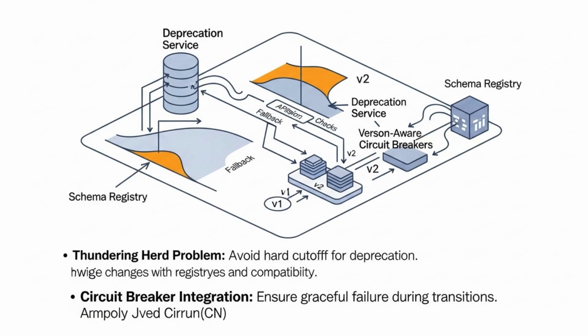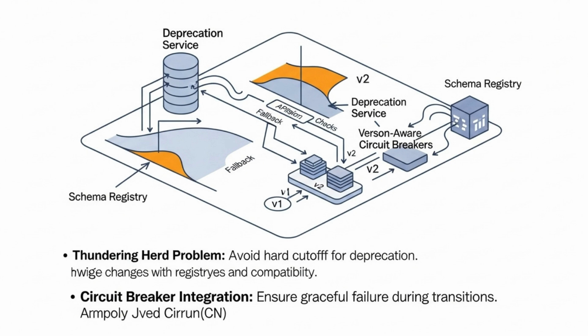While choosing a versioning strategy is important, the real complexity often lies in managing the transition. First up is the thundering herd problem. This happens when you announce a hard cutoff date for deprecating an old API. Netflix learned this the hard way when millions of devices tried to upgrade simultaneously, overwhelming their systems. Instead, you need progressive deprecation, gradually reducing the performance of old versions while monitoring migration.